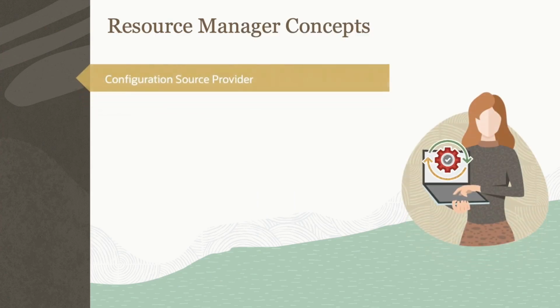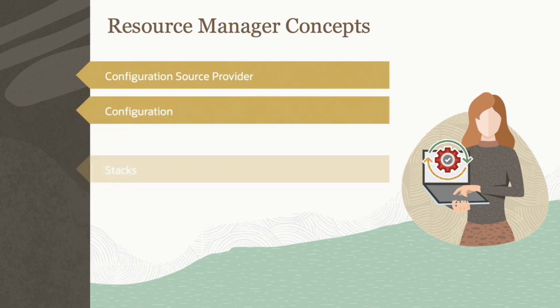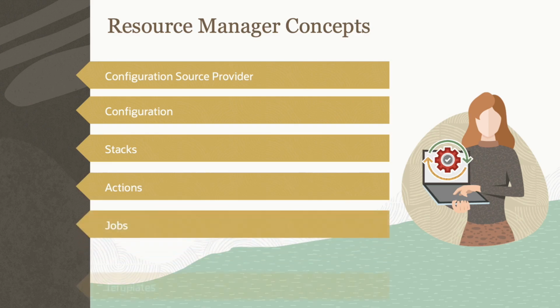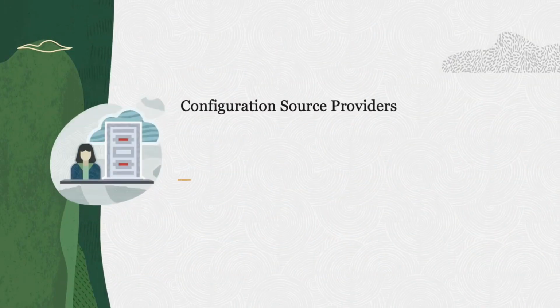These include configuration source provider, configuration, stacks, action, jobs, and templates. Understanding these concepts will provide you with a solid foundation to effectively use OCI Resource Manager. We begin with configuration source providers. Configuration source providers allow you to streamline access to external configuration data, facilitating efficient management and integrating of settings across your cloud infrastructure.